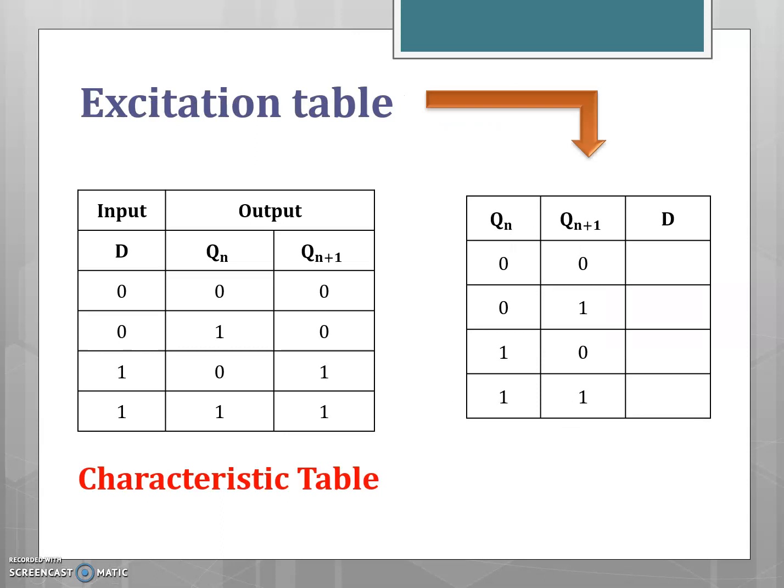Next, the excitation table can be derived from the characteristic table. Consider the first case, when Qn equals 0 and Qn plus 1 equals 0, D is equal to 0. For Qn 0 and Qn plus 1 equal to 1, D is equal to 1. For Qn 1 and Qn plus 1 equal to 0, D is 0. And for Qn equal to 1 and Qn plus 1 equal to 1, D is equal to 1. So this is the excitation table of the D flip-flop. Here the D input is the same as the Qn plus 1 output.